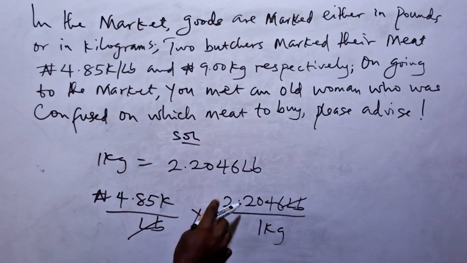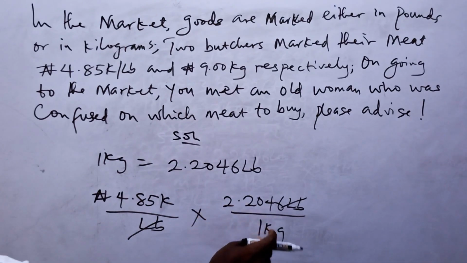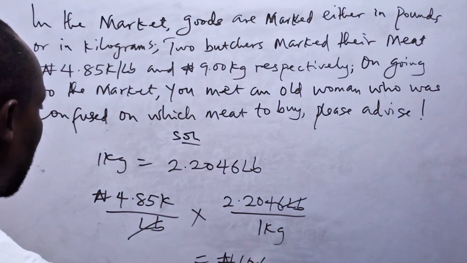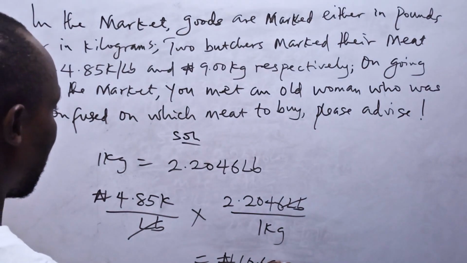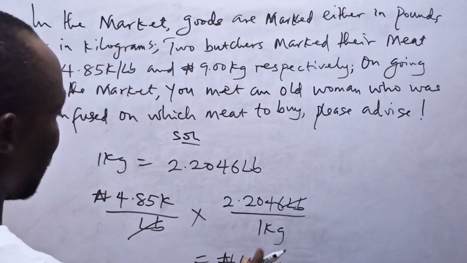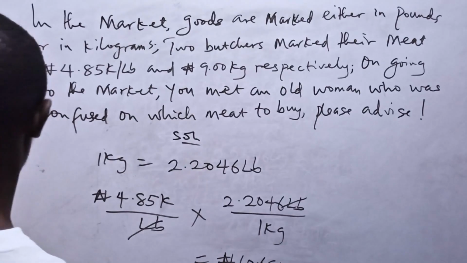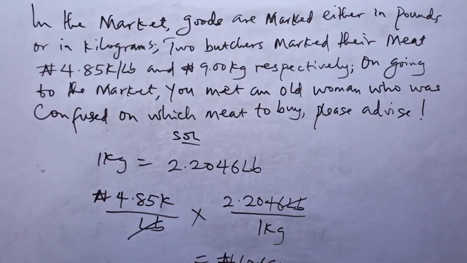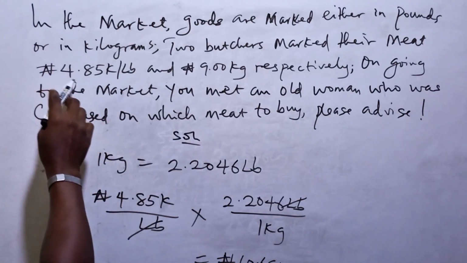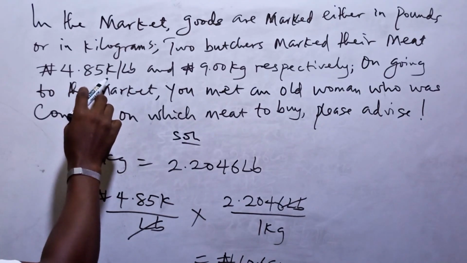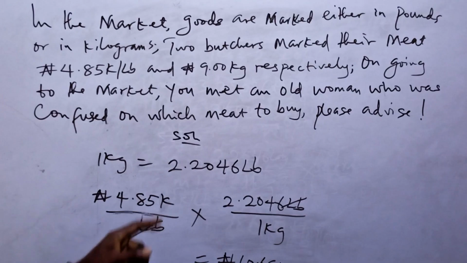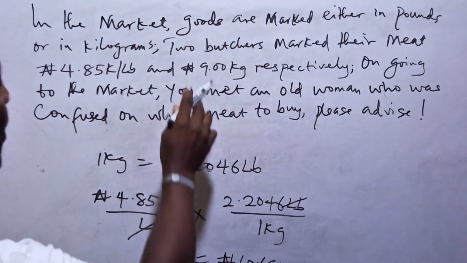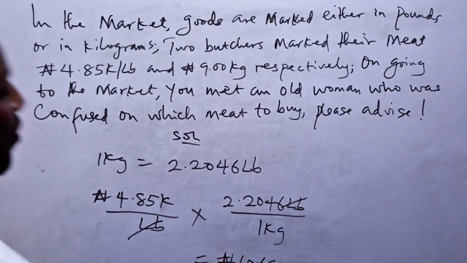4.85 naira multiplied by 2.2046 divided by 1, you will have 10 naira 69 kobo per kilogram. This is a simple answer. So that means that if you buy the one of 4.85 per pound, it will be more expensive than the one of 9 naira per kilogram.